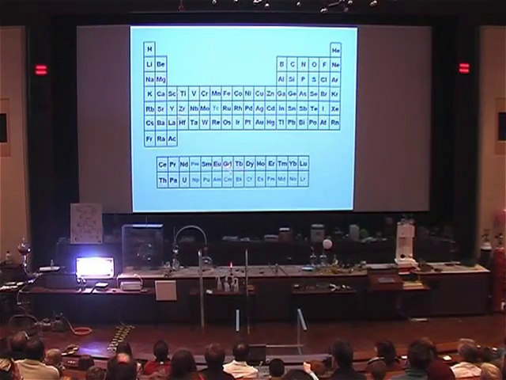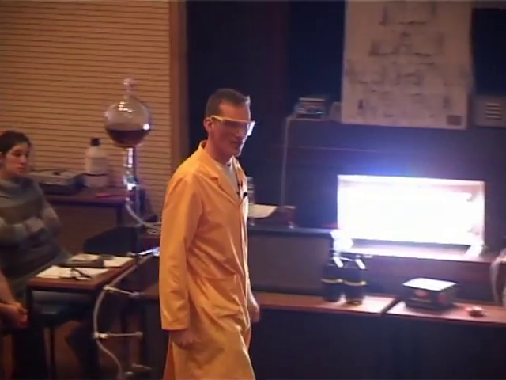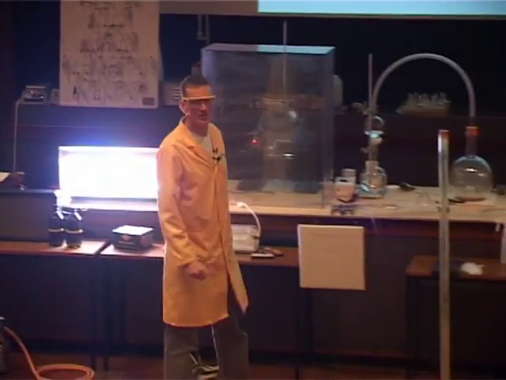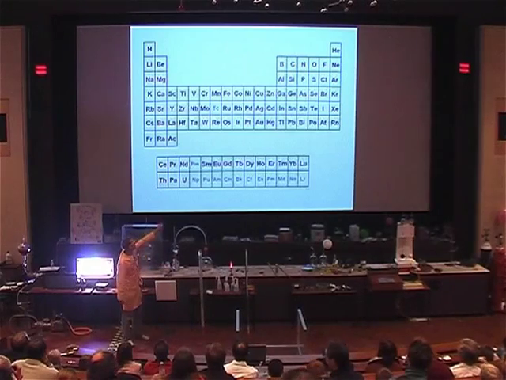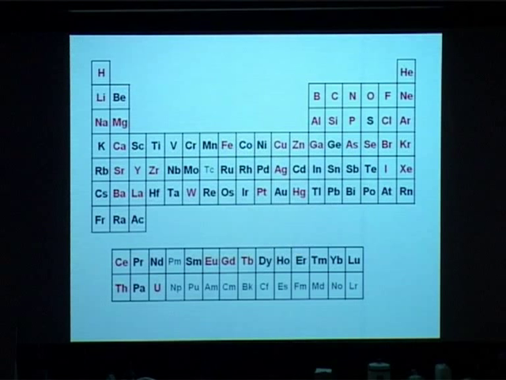If we look at the periodic table here, these are elements that we've discussed in this lecture. Over half of the elements in the entire periodic table that we've talked about in this lecture are involved in producing light in various forms.